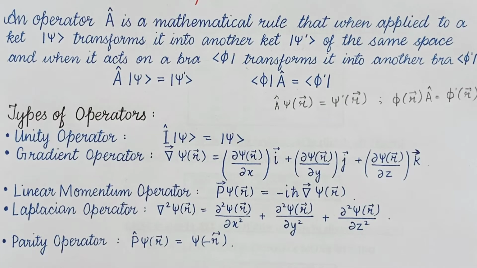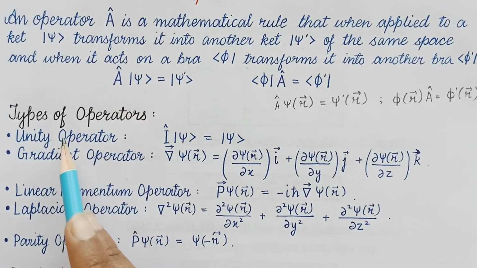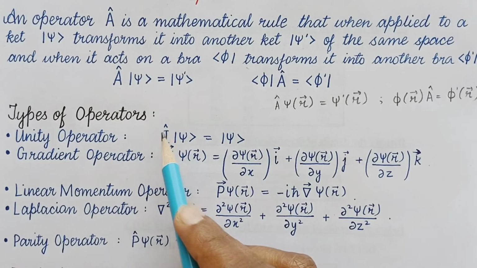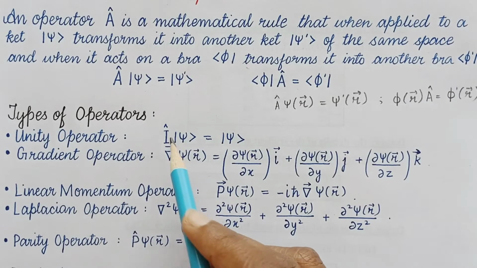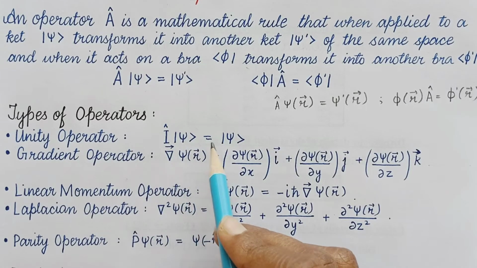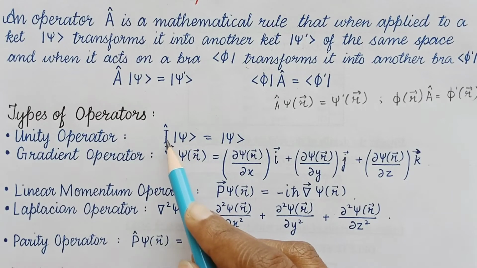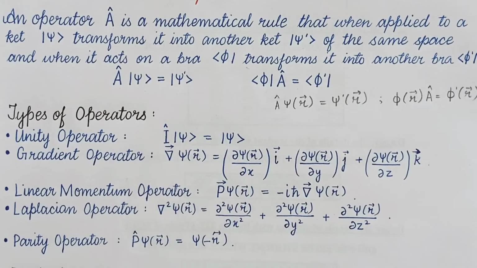So now coming to the types of operators. Though there are many operator types, here we will go through a few of them. The first one is the unity operator. As the name suggests, unity, we know that it is 1. So here I cap is the unity operator. So I cap ket psi gives ket psi. It means it is leaving the ket unchanged. We are getting the same value after operating with the unity operator, that is I cap.